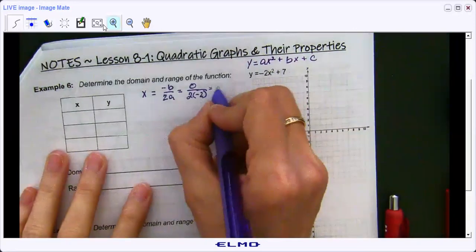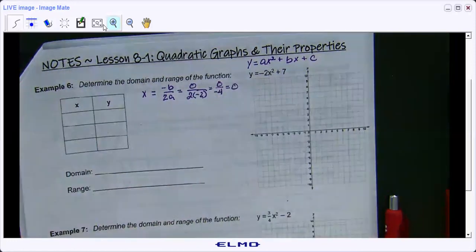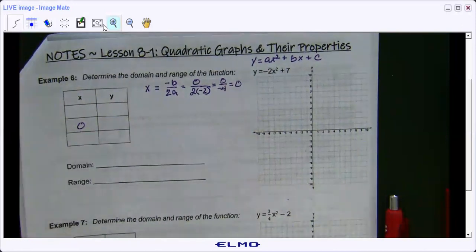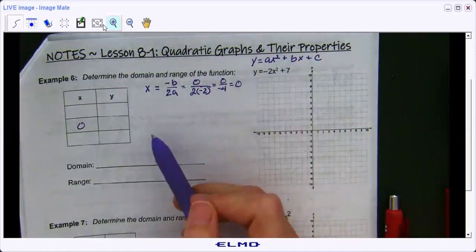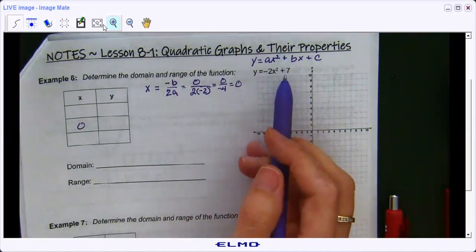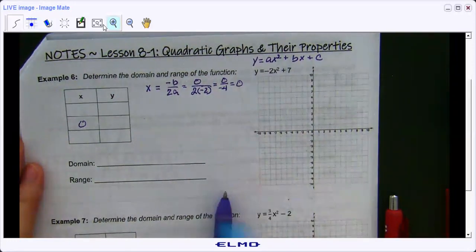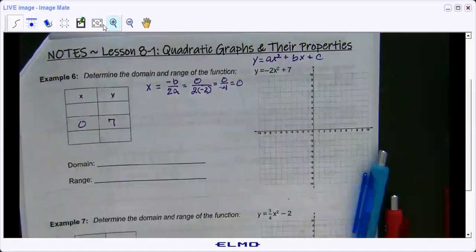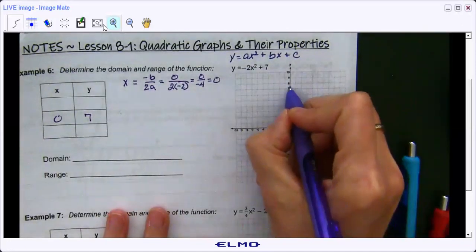So here we have 0 over -4, which equals 0. So I know that my vertex is going to start with a 0. I'm going to put that in the middle box right here. Then I'm going to solve for my y by plugging 0 into this equation. Now we should be able to do that without any math. Yes, if you plug 0 into this x², you're going to get 0 + 7 or 7. So this is our vertex right here, 0, 7. We already know that. So we could plot that point on our graph if we wanted to.